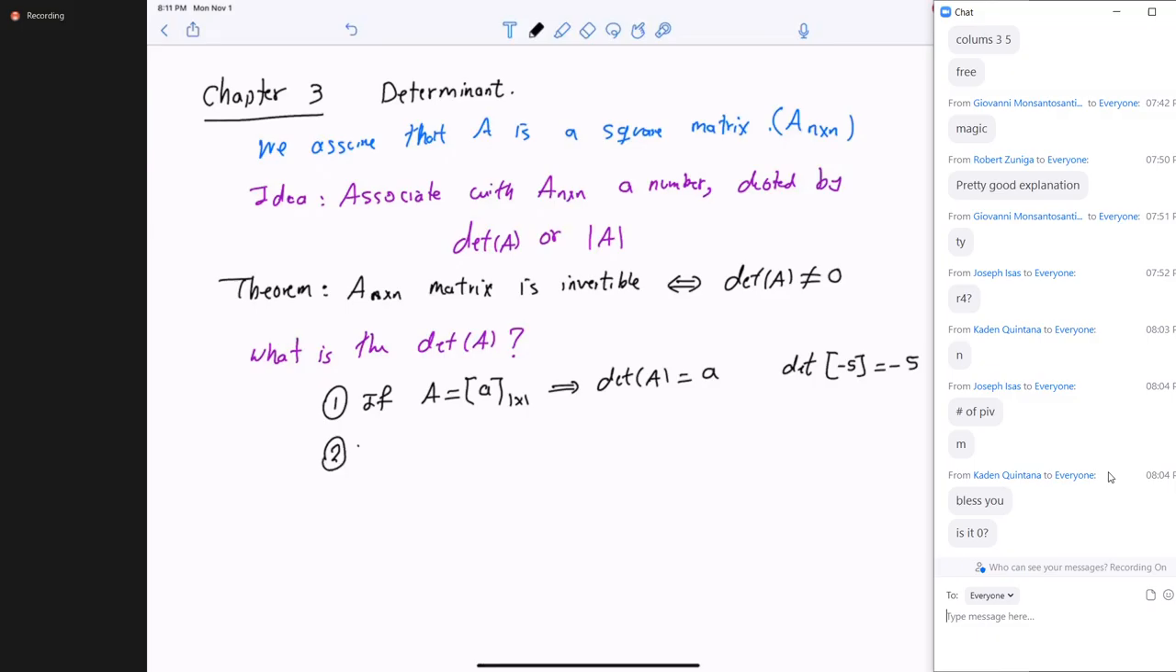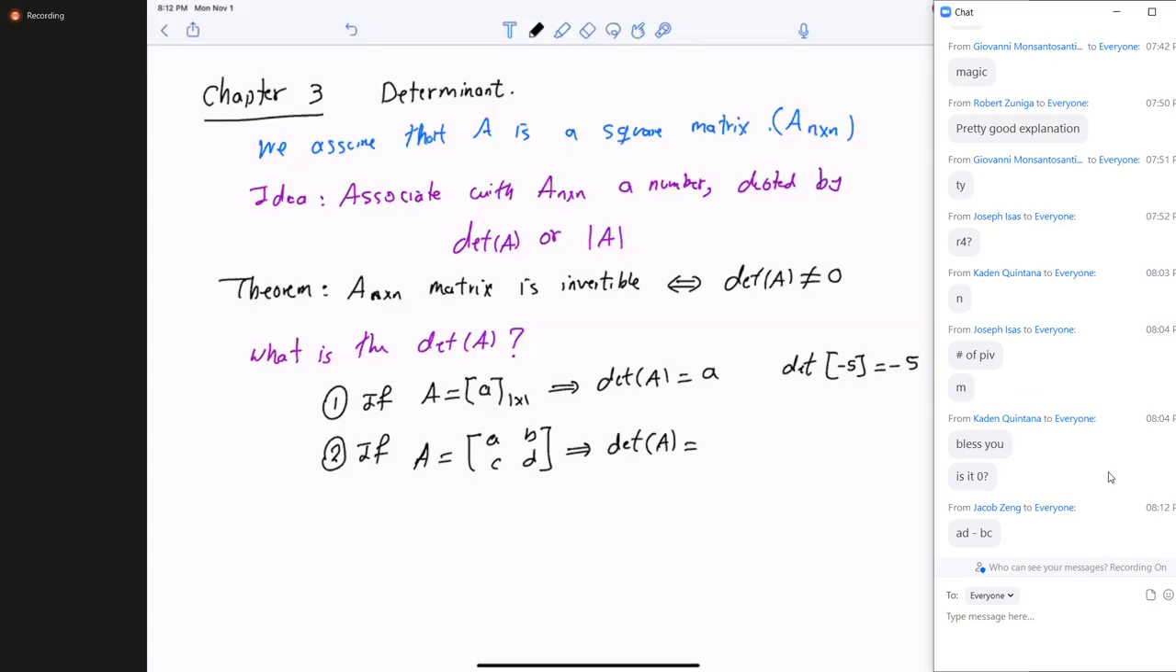Number two, if A is a 2 by 2 matrix, the other simplest square matrix, it's gonna be A, B, C, and then D. Do you remember what the determinant of A is? AD minus BC, there you go. So the determinant is AD minus BC.